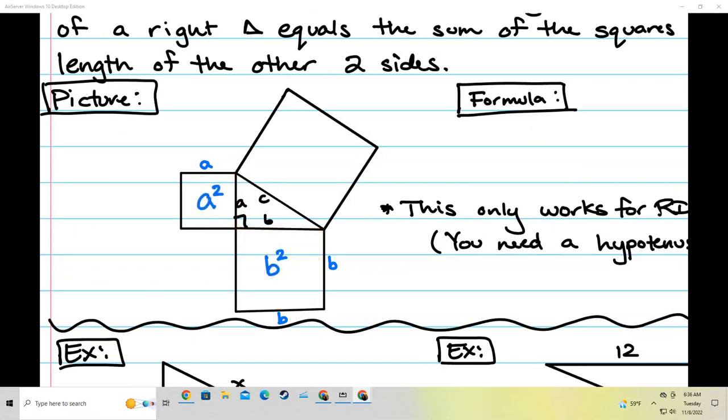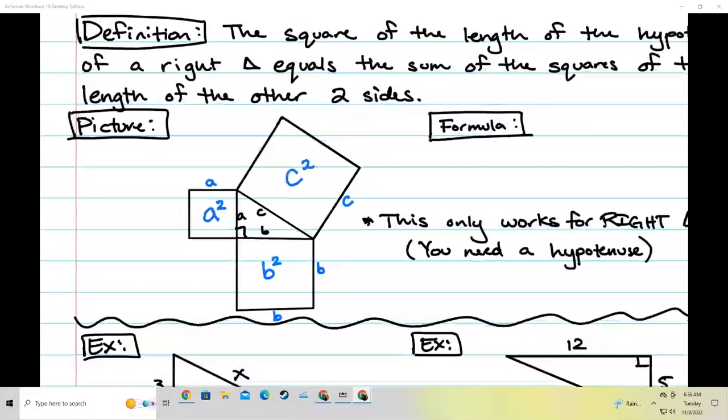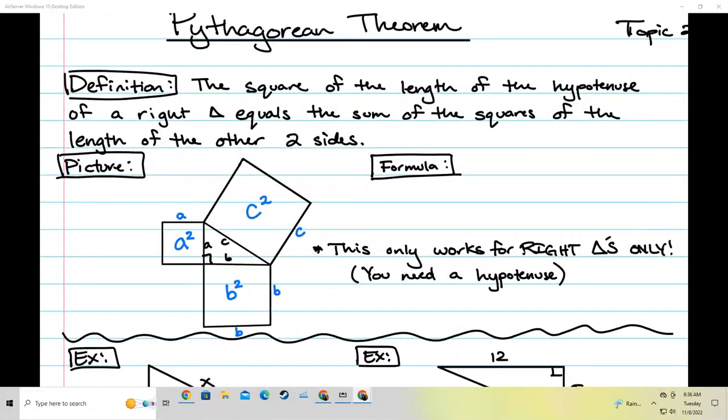The theorem says that when I add both of these together, it should equal this big square over here. Now, what's the area of that big square? Well, using the same thought process that we did last time, I know that the base is C, therefore the height must be C, which means C times C, I get C squared. So what is that saying? That's saying that when I have the two squares, this square plus this square, it's going to equal this square. So I can go ahead and write the formula: A squared plus B squared equals C squared.